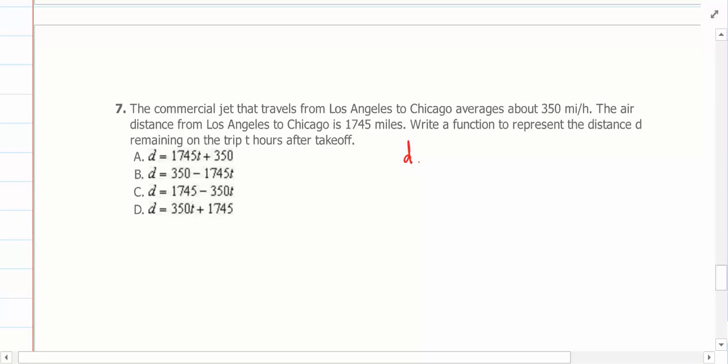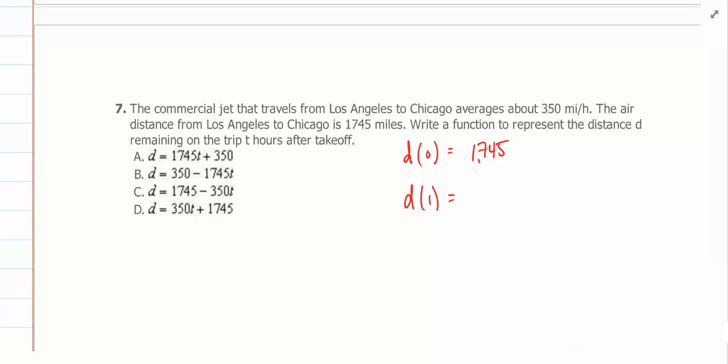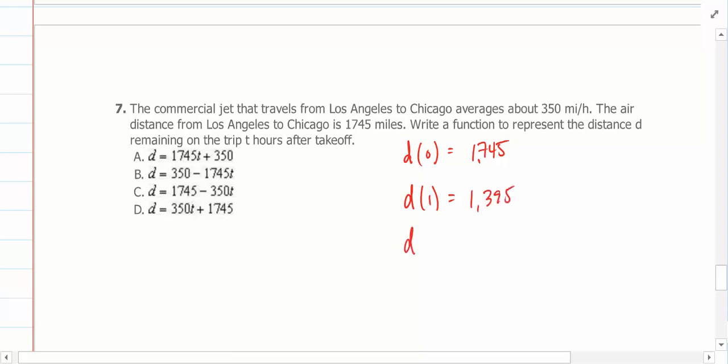When our time is 0, or at the beginning of our trip, before we even take off, the result is going to be 1,745. There are 1,745 miles left before we go anywhere. Now, after 1 hour, we might think that the distance decreases by 350 miles. And that comes out to be 1,395 miles left. And then the distance after 2 hours is another 350 miles less than this. And so that leaves us with 1,045 miles left to go. And this pattern would continue.